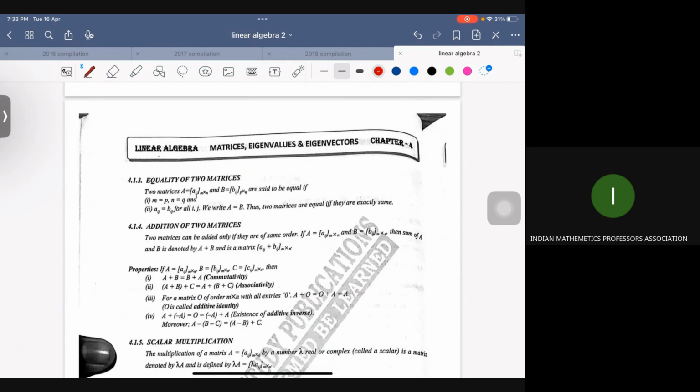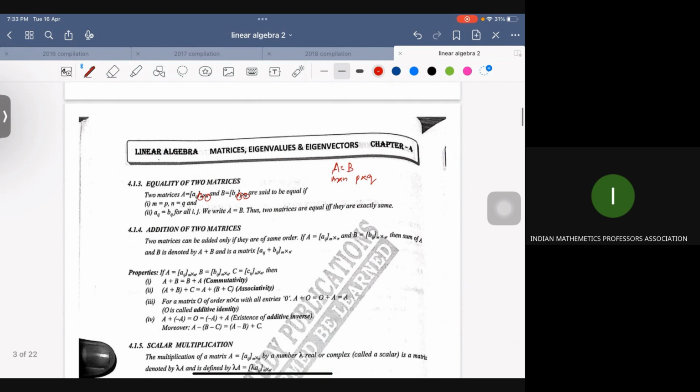Next, equality of two matrices. A matrix A and matrix B are said to be equal if they have the same number of rows and columns, that is, if A is of order m by n and B is of order p by q, then m is equal to p and n is equal to q. All the entries of A should match with all the entries of B.